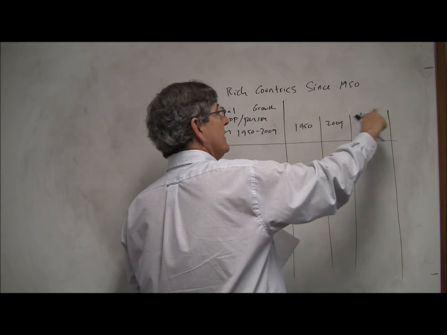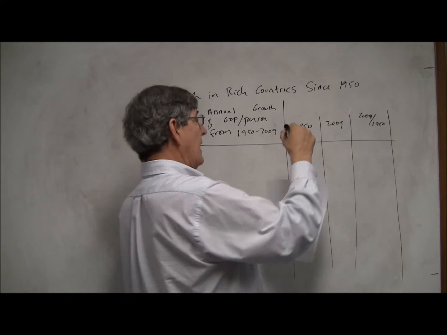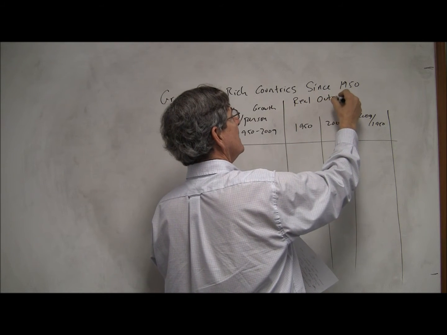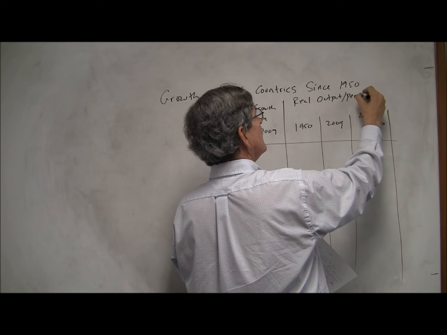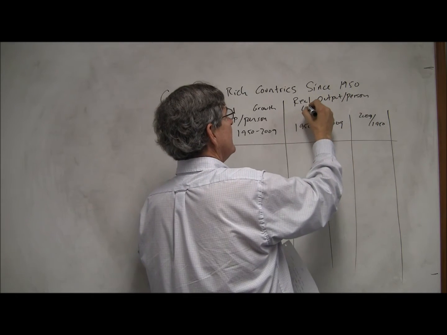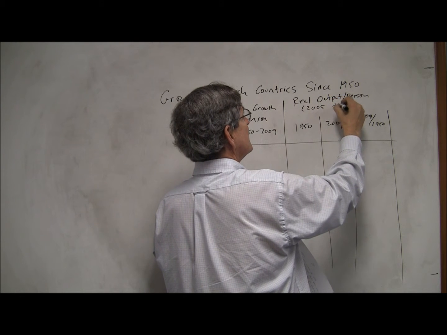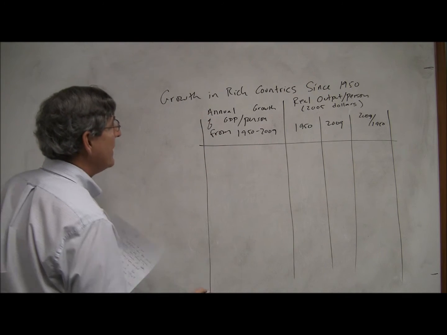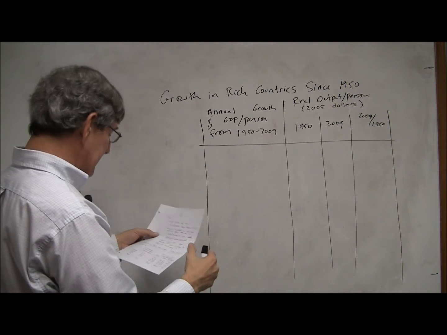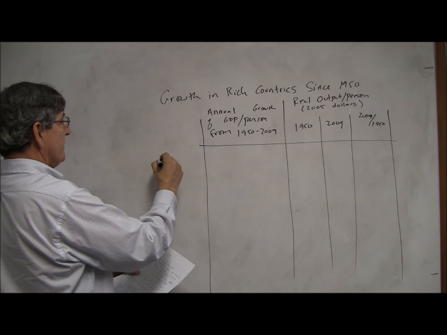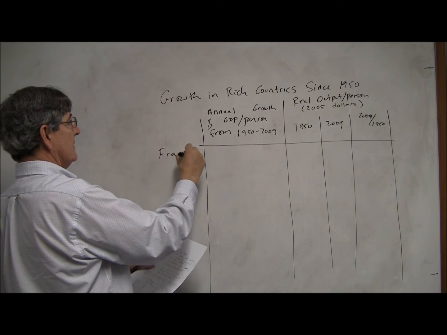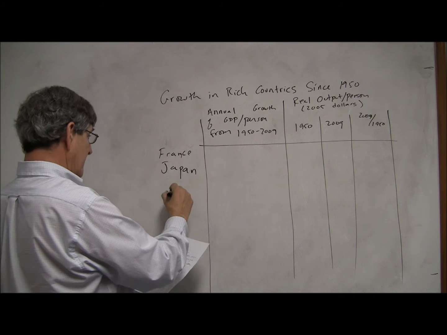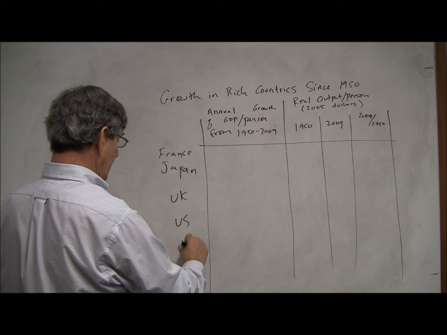And what we're measuring in these last 3 columns is real output per person. So real GDP output per person. It doesn't really matter, but it's based in 2005 dollars. 2005 is the base year. And I should have made this column narrower, then I wouldn't have run out of room over there. The countries are France, Japan, the UK, the US, and then we'll want to look at the average.